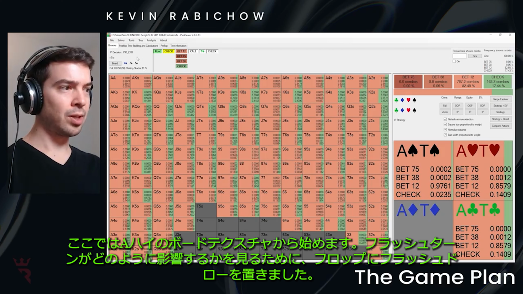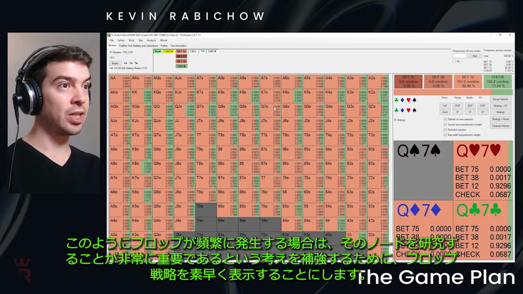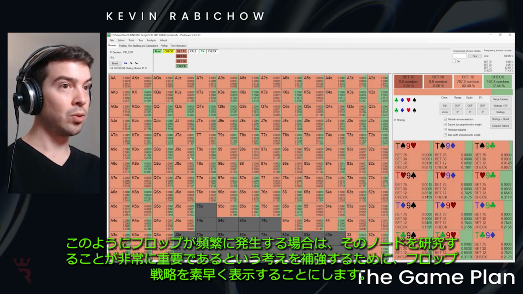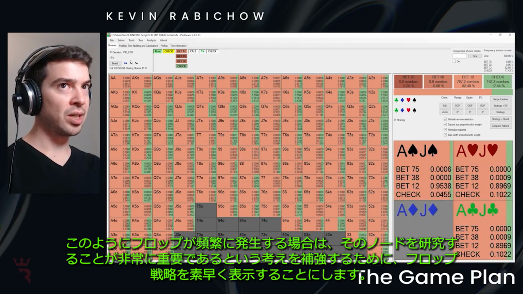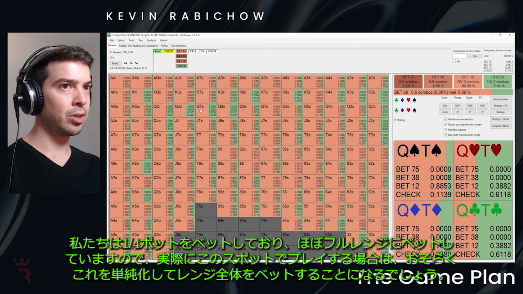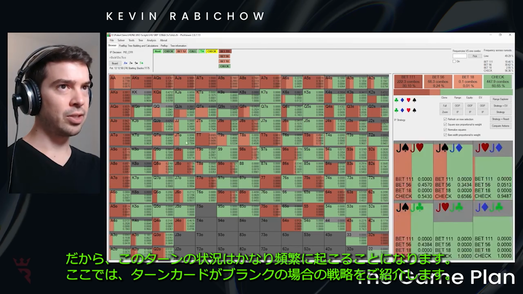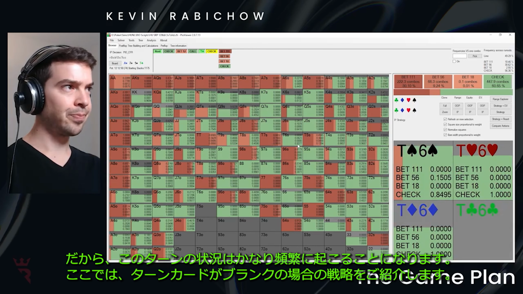I've put a flush draw on the flop just so that we can see how flush turns affect the situation. And I'm showing the flop strategy quickly just to reinforce the idea that this is a very important node to be studying. We're getting flops like this very frequently. We're betting quarter pot almost full frequency, we're probably just going to simplify this to betting our whole range if we're actually playing the spot. So this turn situation that we get to is going to be quite common.